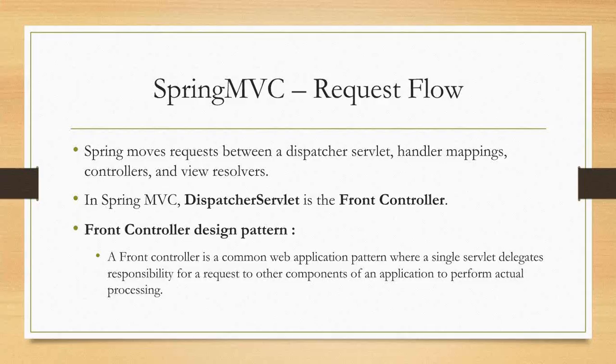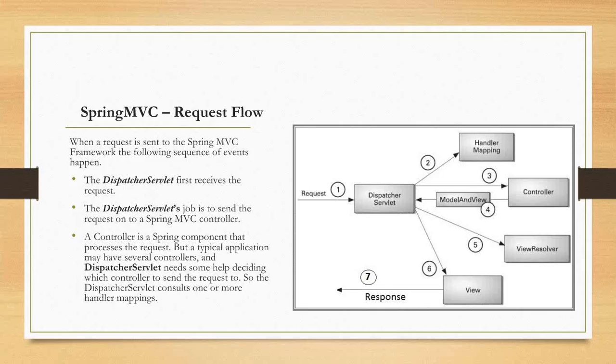Okay. So remember, if someone asks you what patterns are used in the Spring Framework, you can say front controller, MVC, and dependency injection is also a pattern itself. These are the various patterns which are used. Next, when a request is sent to the MVC framework, these are the sequence of steps which will be executed here. What are they?